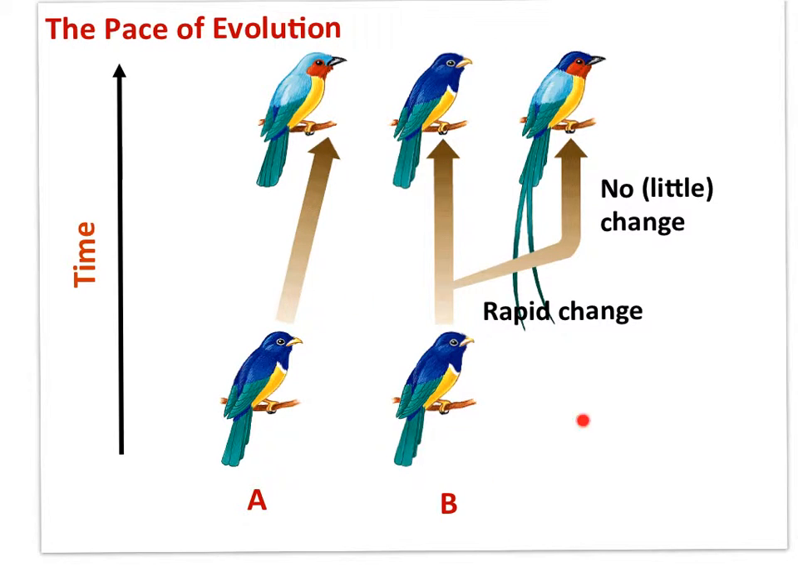This model on the right actually shows long periods of time of little change. This is known as equilibrium. But the equilibrium is punctuated by a burst of rapid evolution. In terms of the pace of evolution, the model on the right is called punctuated equilibrium.